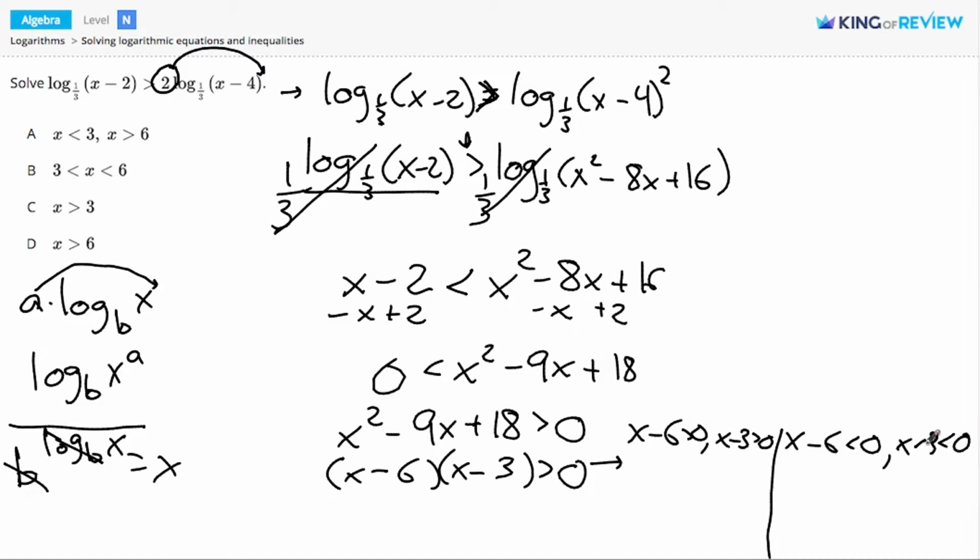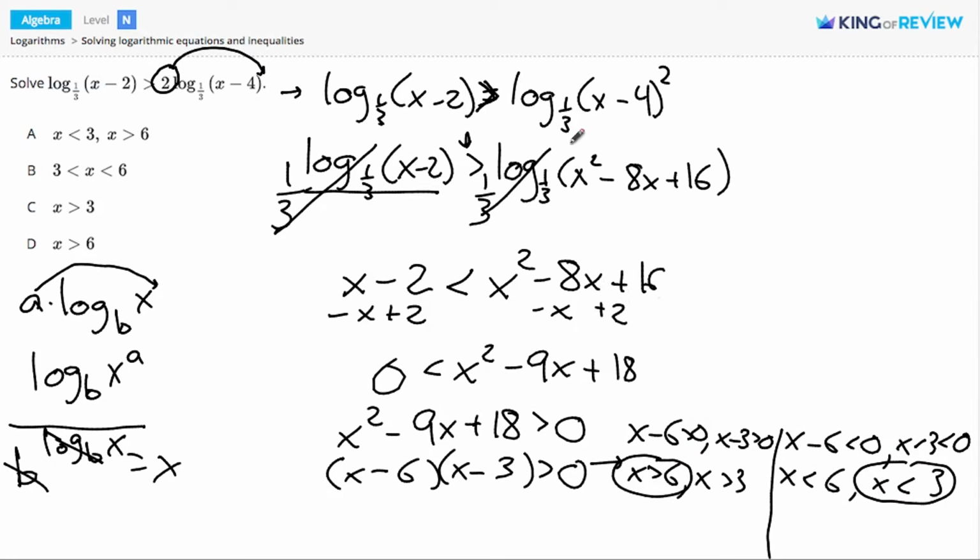If I solve the two inequalities, on the left I get x is greater than 6 and x is greater than 3, but of course if x is greater than 6, x is automatically greater than 3. On the right side, I have x is less than 6 and x is less than 3, but of course if x is less than 3, x is automatically less than 6. So I have two possible answers, but there's a problem.